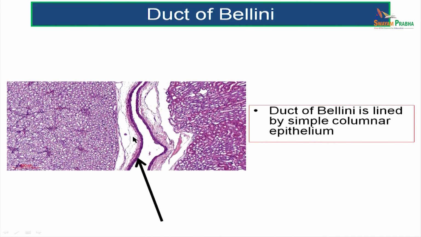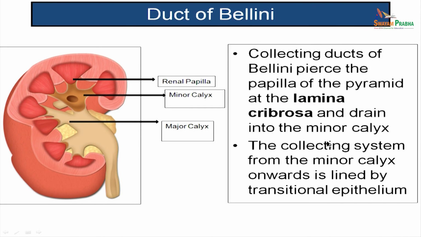Collecting ducts drain into the duct of Bellini. You can see that the duct of Bellini is lined by simple columnar epithelium. The ducts of Bellini are going to pierce the renal papilla of the pyramid at the lamina cribrosa, and drain into the funnel shaped minor calyx. We have started from structures in the cortex, then medullary pyramid, and now we have come to the collecting ducts of Bellini, which pierce the papilla and open into the minor calyx.